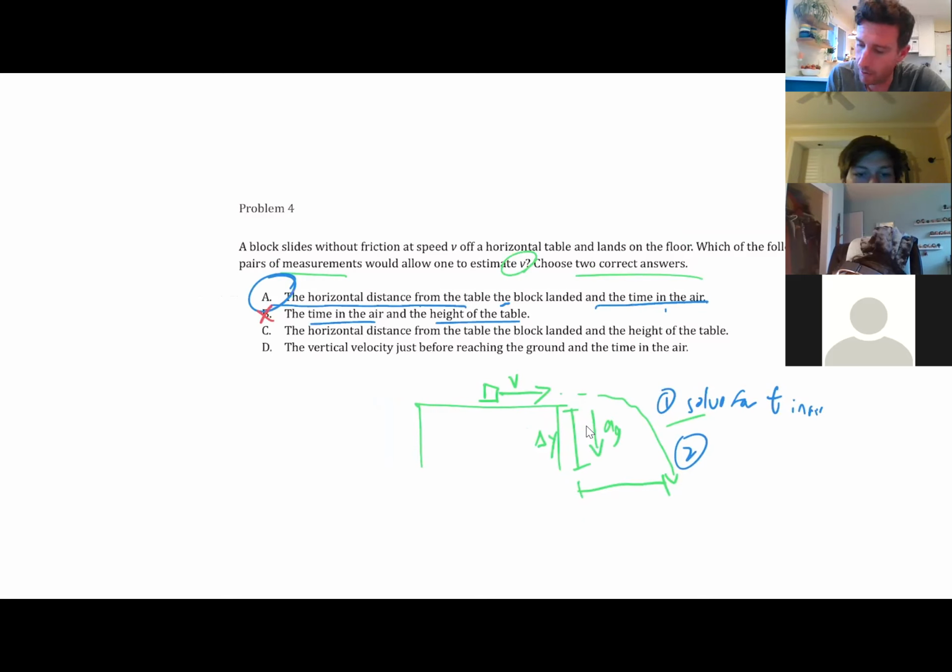Horizontal distance from the table and the height of the table. Horizontal distance, delta x, is horizontal. Vertical distance is vertical. C is looking good to me. Vertical velocity just before reaching the ground and the time in the air. Again, those are both vertical. Those tell me the same thing. So because I need a horizontal part and a vertical part, I would go A and C.